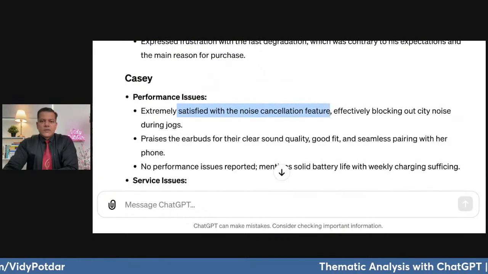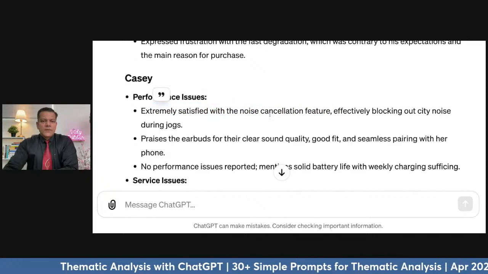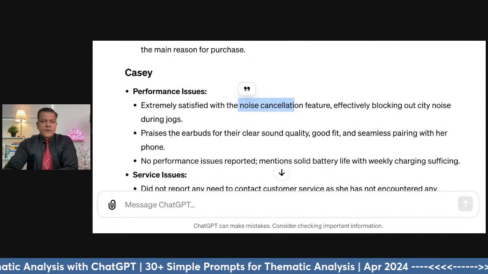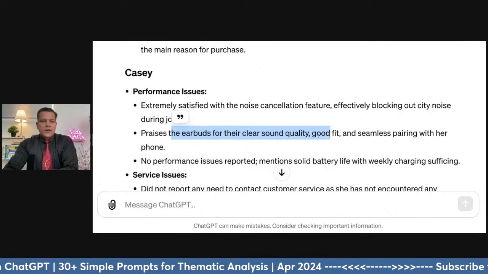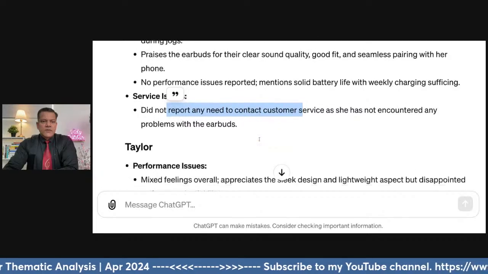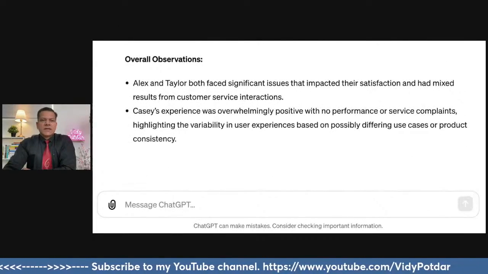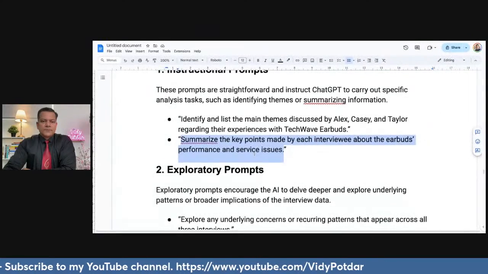Extremely satisfied with noise cancellation, effectively blocking out noise. So Casey is saying that he's not worried about the battery life, but more about the noise cancellation. Praises the earbuds for the clear sound quality. Did not report any need to contact support, so they did not have any service issue. Okay, so you can see this as another thing.